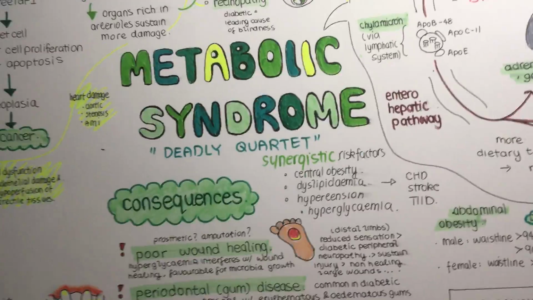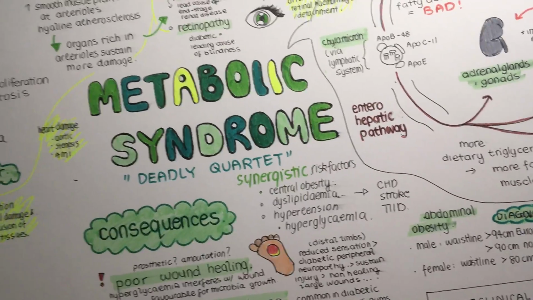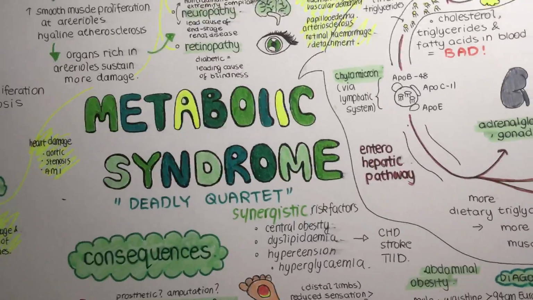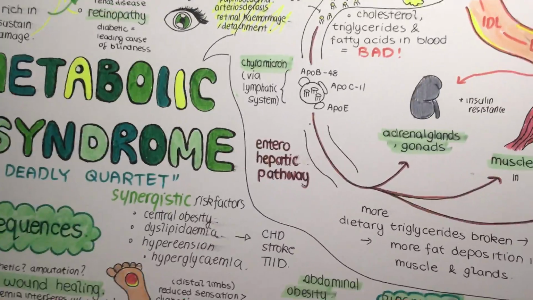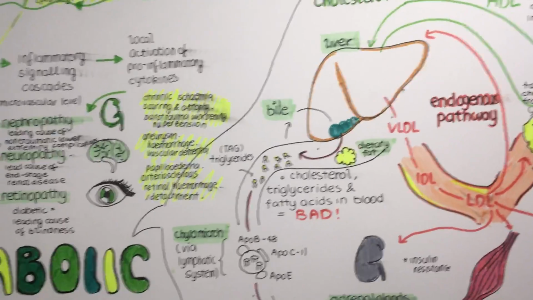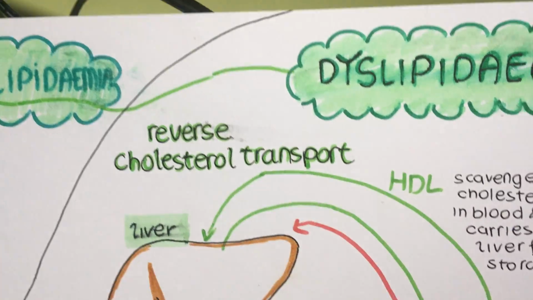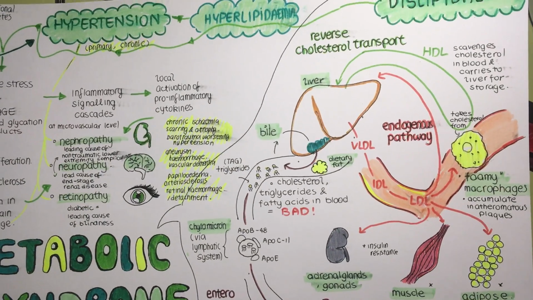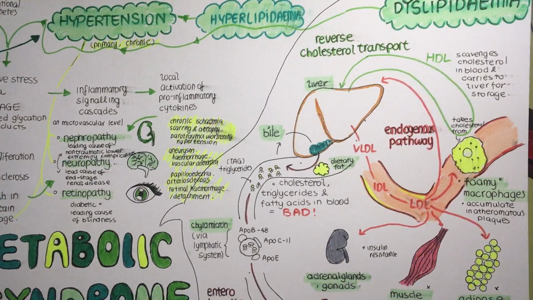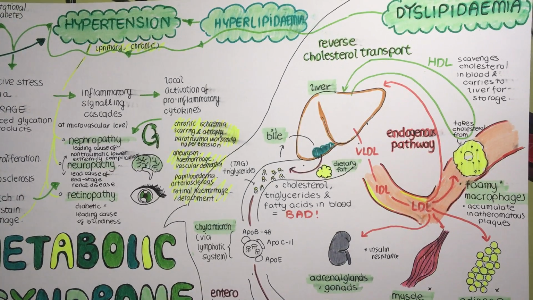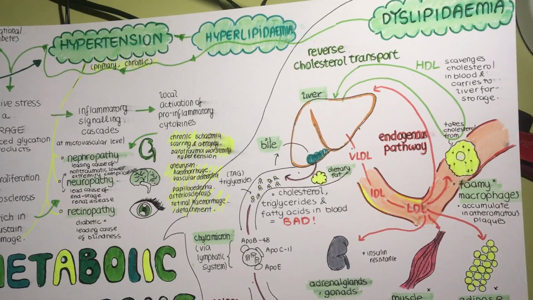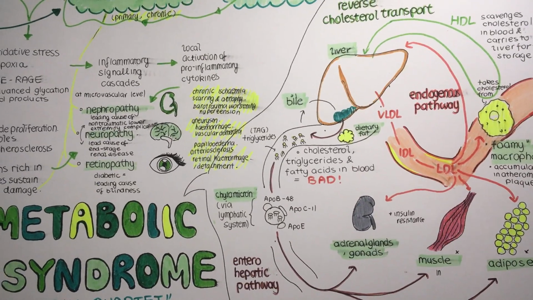Now, we are going to talk about how metabolic syndrome is so deadly and what makes it so deadly in terms of its pathology. So first of all, a characteristic of metabolic syndrome is dyslipidemia. Now, dyslipidemia is characterized by several actions in the storage pathways for fat.